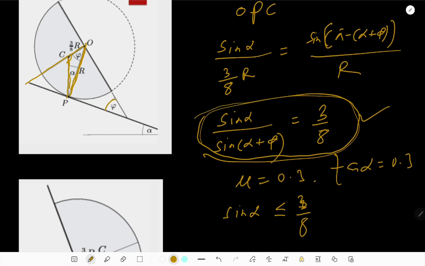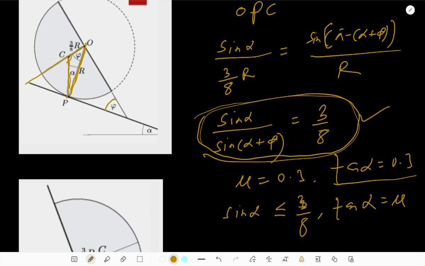That means what? That means if sine alpha is greater than 3 by 8, then we can obviously find tan alpha corresponding to it. Whatever value, 3 by 8 is the maximum value of sine alpha, which will not be in this case. When the value of sine alpha is 3 by 8, then there will be some corresponding value of tan alpha, and from that we can find the coefficient of friction as well.